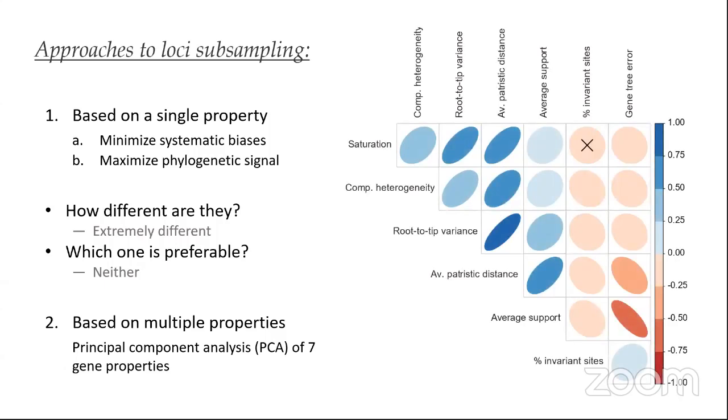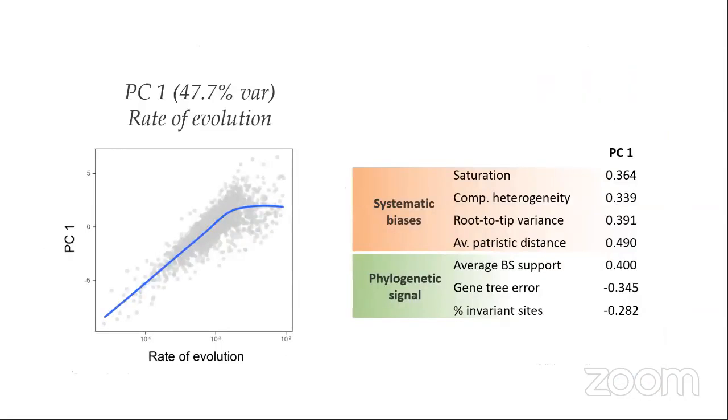So we devised a way of doing this. We measure 7 different gene properties, 4 proxies for bias and 3 proxies for signal. And we use principal components analysis to rotate this data set and use the correlation structure between these 7 variables to give us new axes with which we can possibly subsample genes and obtain a good set of loci. And so we were quite excited when we found out that the first PC axis of this data set, which explains about 50% of variability, is literally the rate of evolution of the genes. So here are the scores of each gene along PC1. Here's the rate of evolution that we inferred.